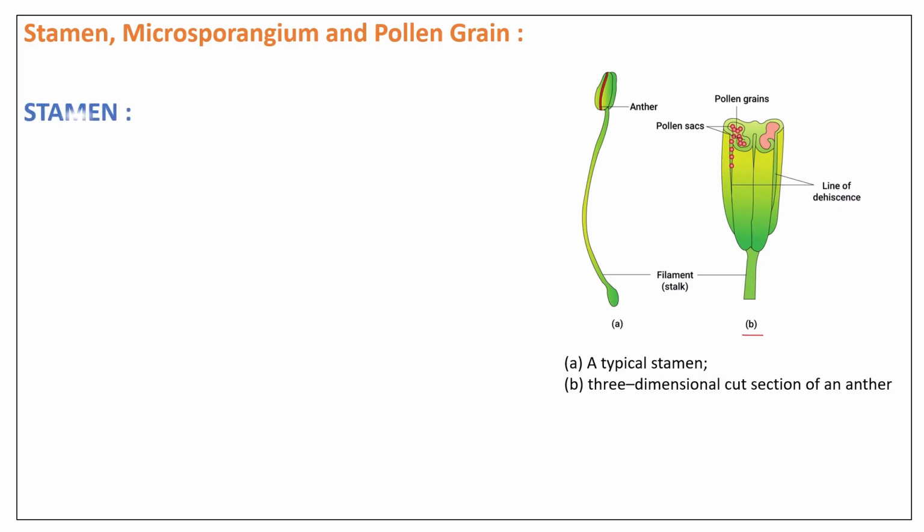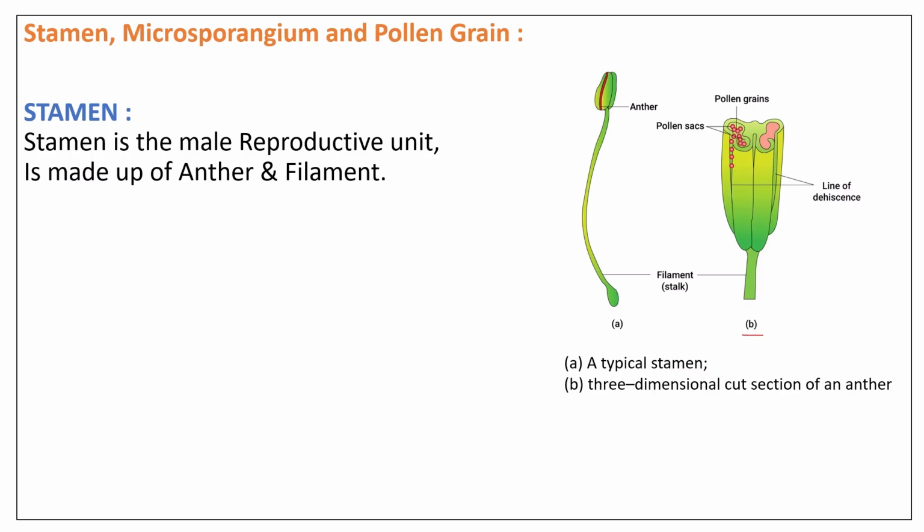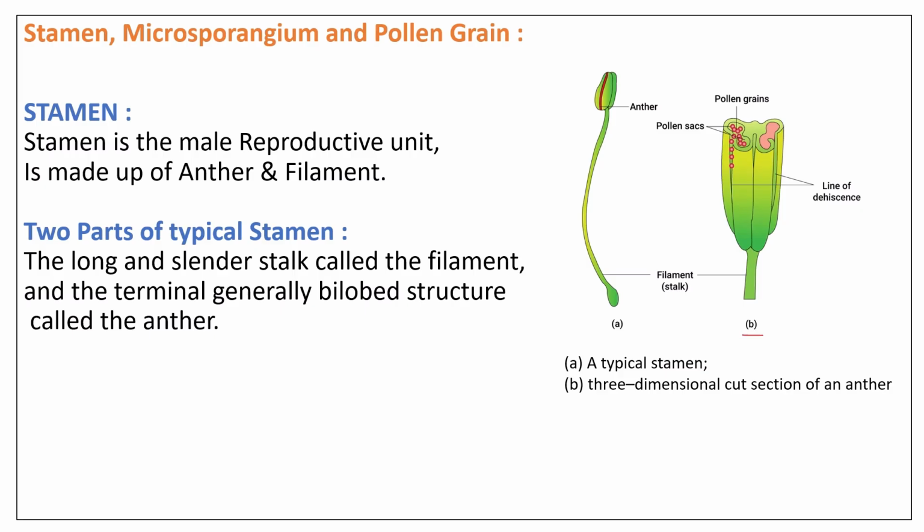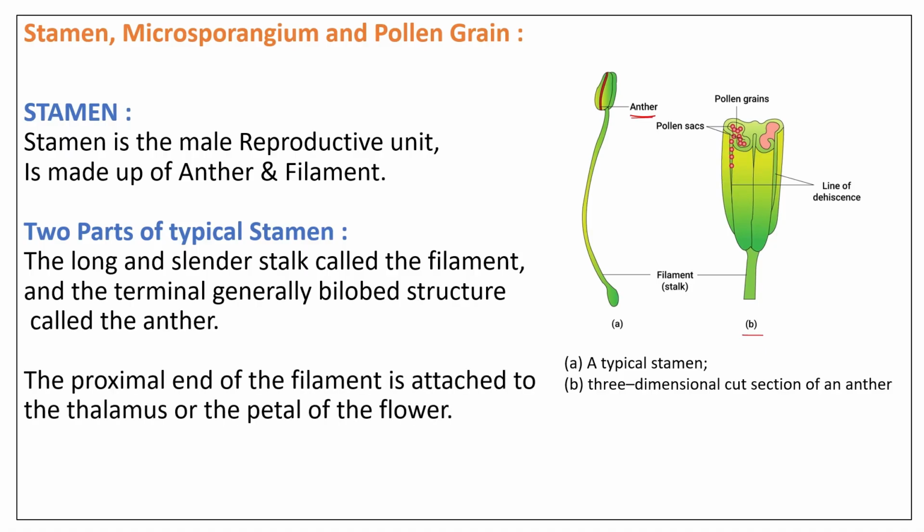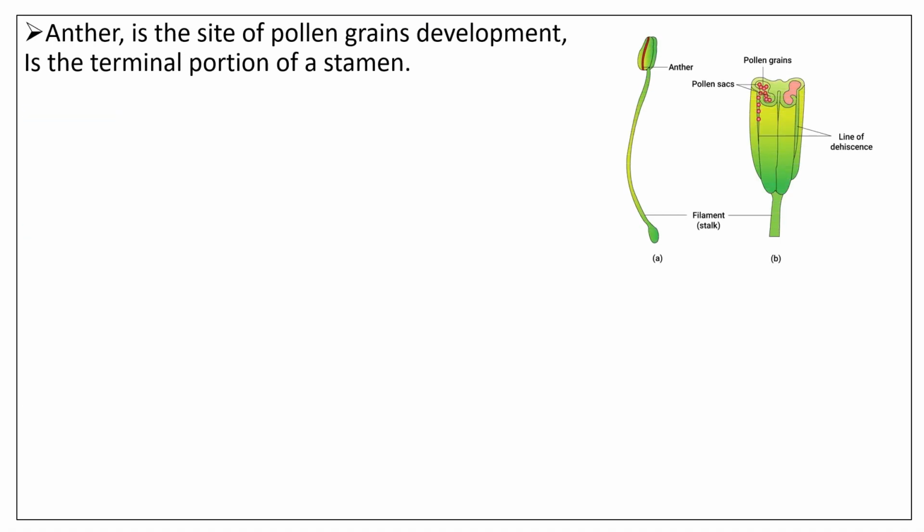Stamen. The stamen is the male reproductive unit. It is made up of anther and filament, the 2 parts of a typical stamen. The long and slender stalk is called the filament, and the terminal, generally bilobed structure is called the anther. The proximal end of the filament is attached to the thalamus or the petal of the flower. The anther is the site of pollen grain development, the terminal portion of a stamen.